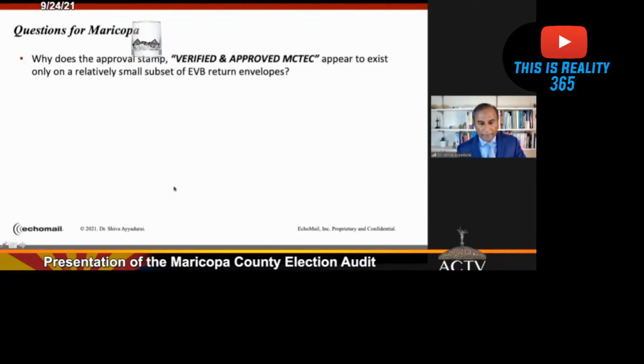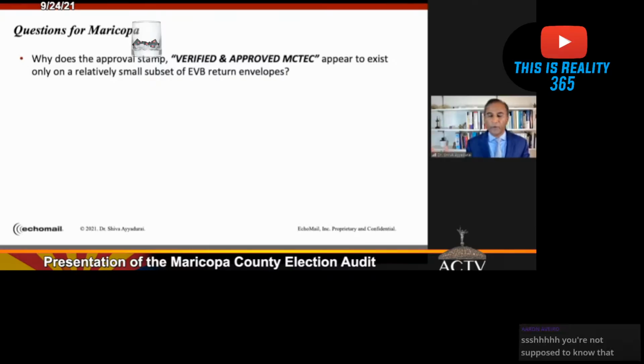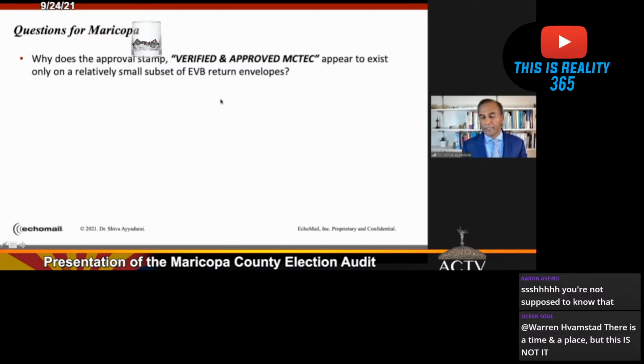And then finally, why does the approval stamp, verified and approved, appear to exist only on a small subset of the EVB return envelopes? Out of all the 1.9 million, that verified and approved, we find most of them exist after 11/4, after election day, but very few sprinkled. So out of all those envelopes, our initial supervised review reveals maybe 10% have this stamp on them.